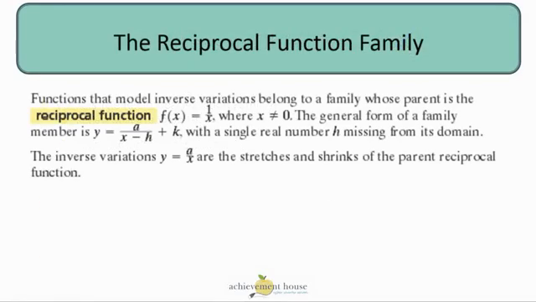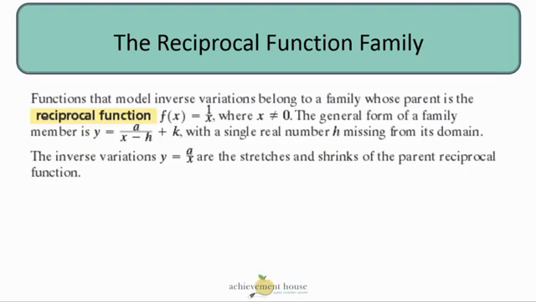Functions that model inverse variations belong to a family whose parent is the reciprocal function. So f of x equals 1 over x. Now instead of x being in the numerator, x is in the denominator. So x cannot be 0, because you can't have a ratio with 0 in the denominator, because you cannot divide anything by 0.